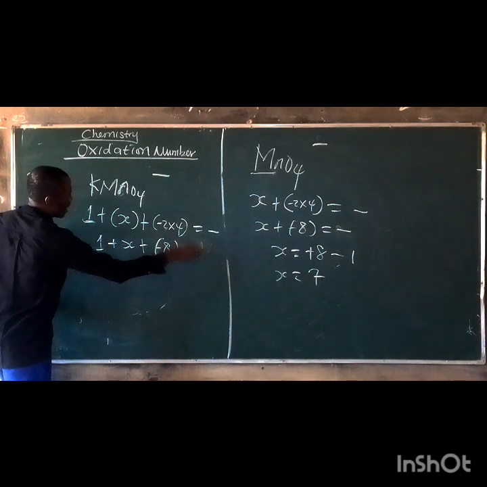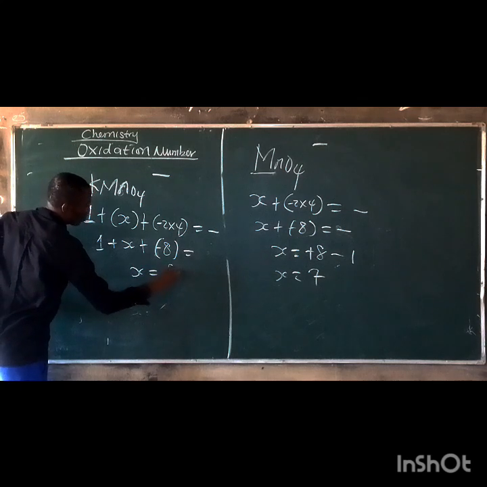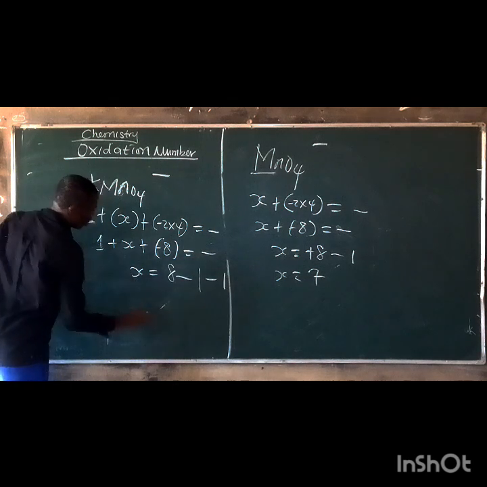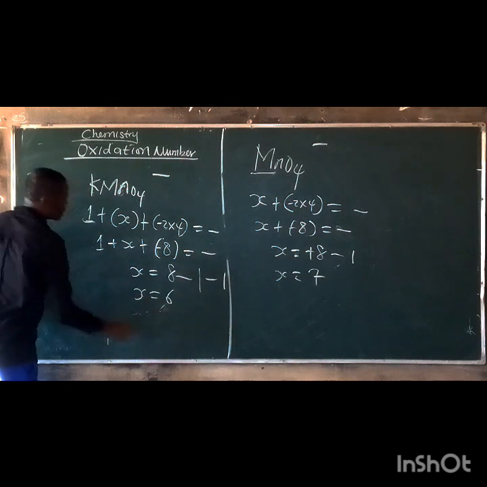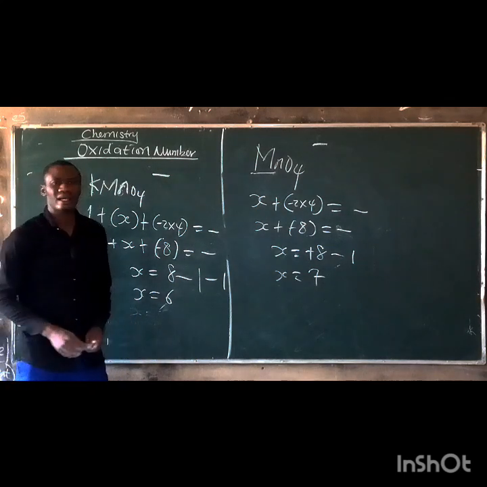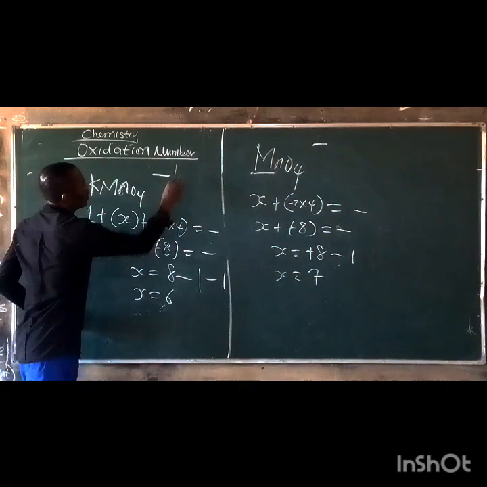And then we're moving minus 8 to the other side. X is equals to 8, and 1 comes there. Minus 1. Remember there's still a minus sign. Minus 1. So this X is equals to 6. So this is potassium tetraoxomanganate 6.